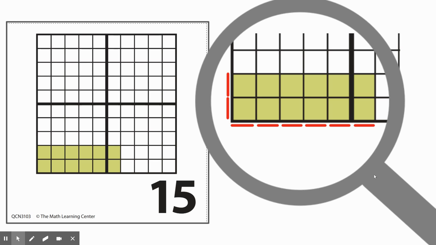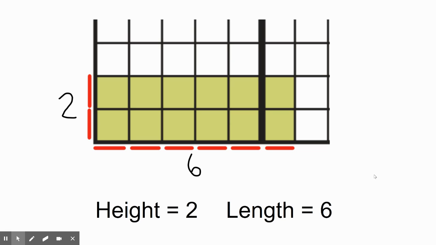What is the height of that figure? And what is the length of that figure? So 2 is the height. That's the up and down side or dimension. And then across is the length. That's 6. So you could say our height is 2 and our length is 6.